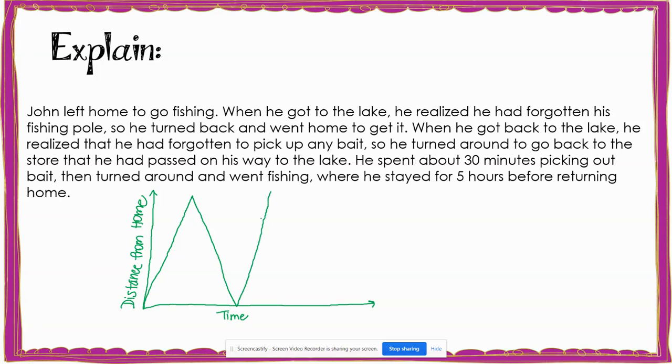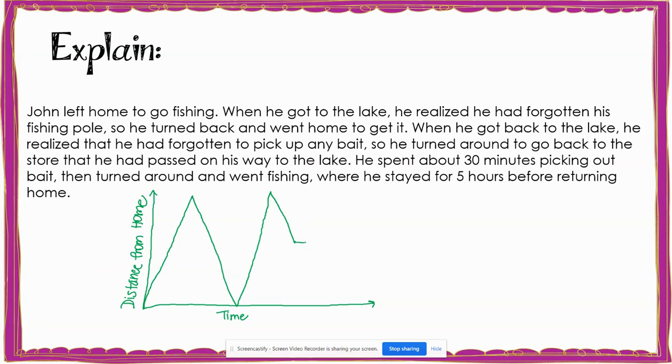So he goes back home, and at this point, he's home. He gets his fishing pole, turns right around, goes back to the lake. So we get back to the lake. But then when he got back to the lake, he realized he had forgotten to pick up any bait. So he turns around to go back to the store that he passed on his way. Since he passed the store on his way to the lake, that shows us that he went by the store, so he would have already passed it. So it was somewhere here in between home and the lake. Now, when he gets there, he spends about 30 minutes picking out bait. So we're going to show that he spends some time picking out bait.